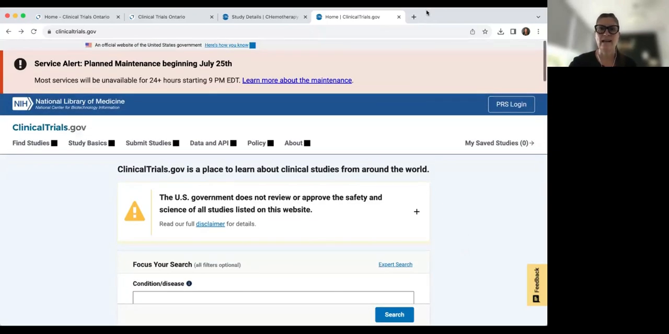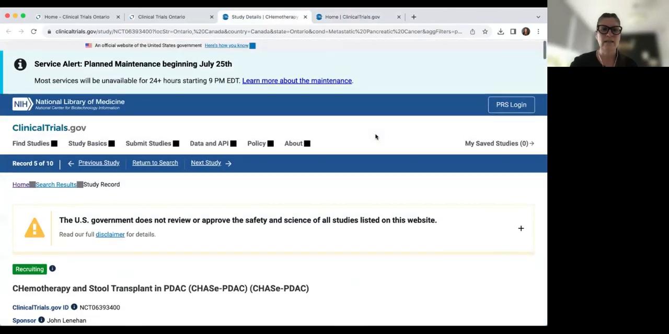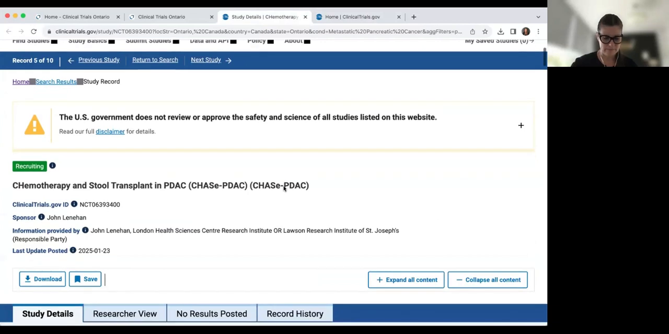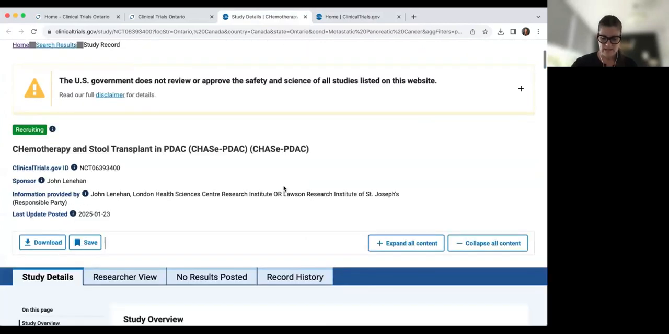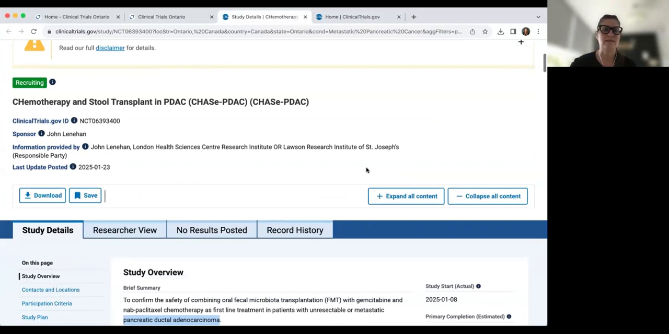Erin and I had a conversation about a trial to show you. Again, not endorsing this, not part of the study team. It's really about just sharing an example with you. So if you were to key in pancreatic ductal carcinoma in Canada, this is one of the studies that would come up. And we're just going to walk through this a little bit.